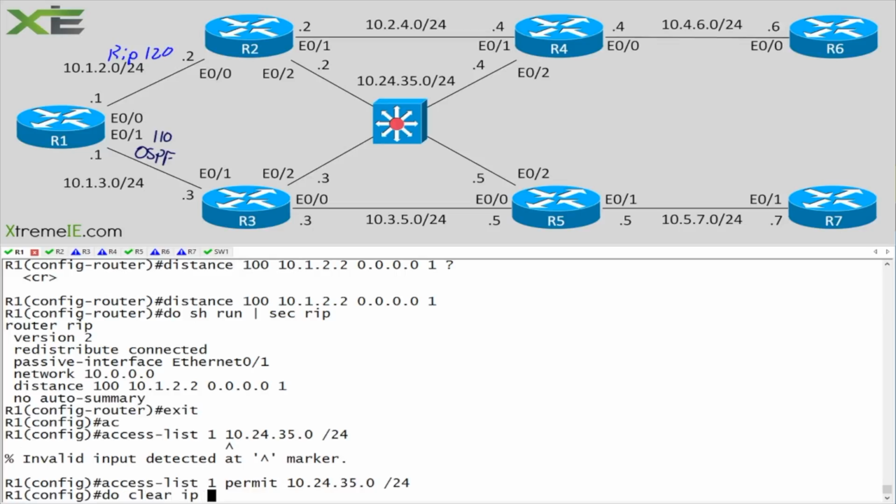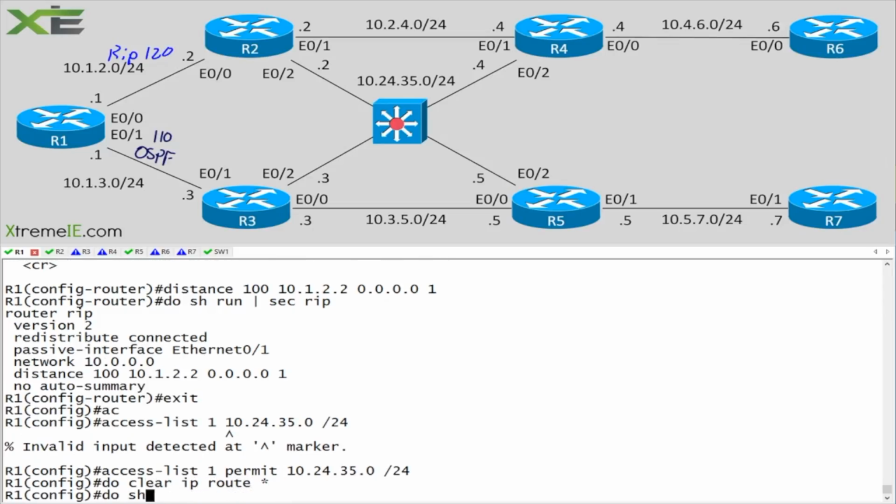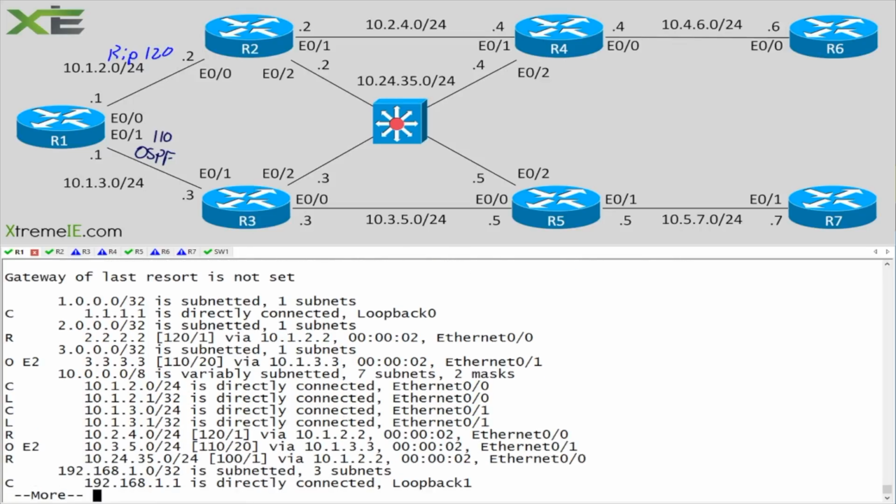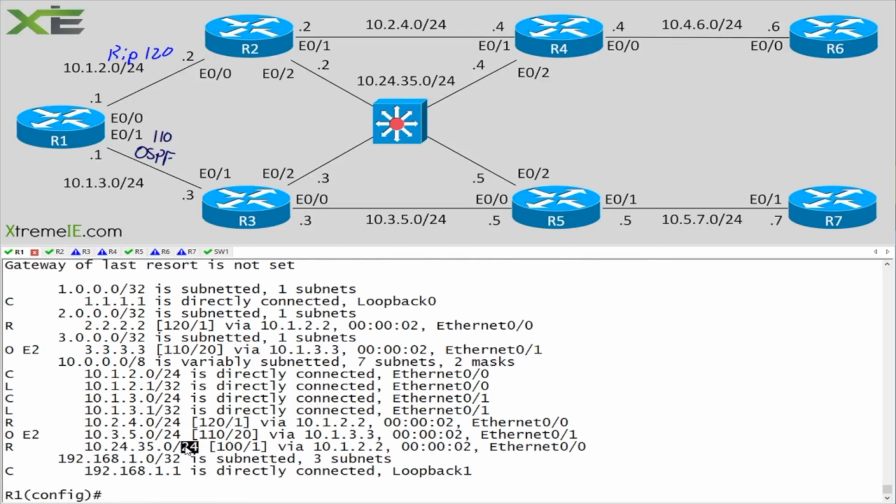So let's say do clear ip route star, do show ip route, and let's see if we actually completed our task. And here we have it. Now you can see that we have a RIP route coming in for 10.24.35, and the administrative distance is now 100. And it's very, very easy to do.